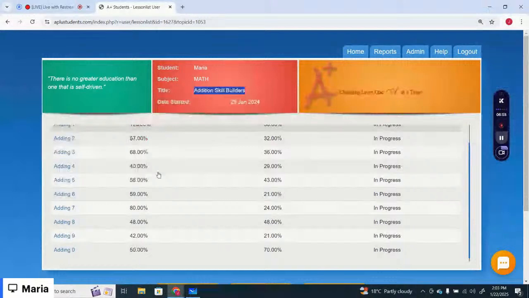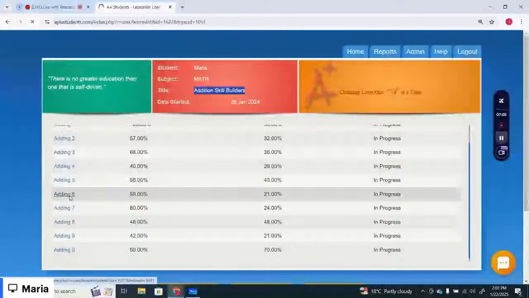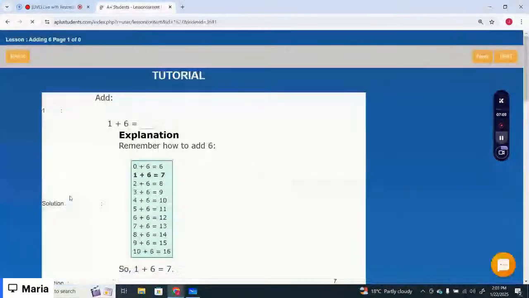Let's just start with the lesson here. I'm on grade 1 math, addition skill builders. Let's just start with the lesson that is adding 6. Add 6 plus 1. We already know how to add 1, right? So when you add 1, you move to the next number, right? So 6 plus 1 is 7.